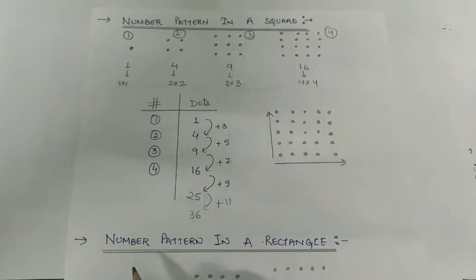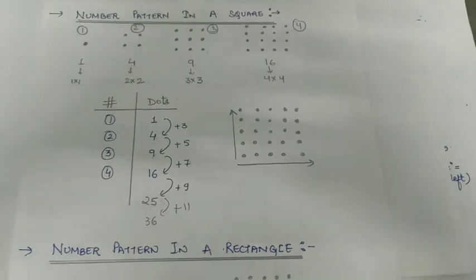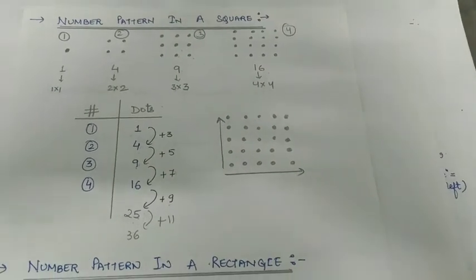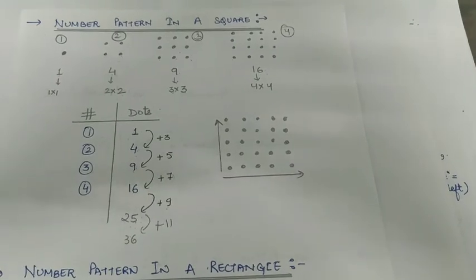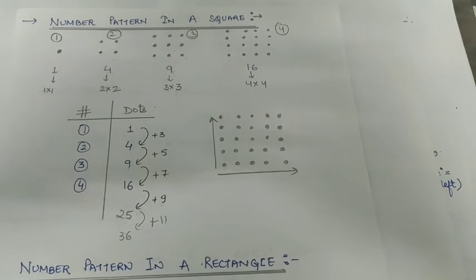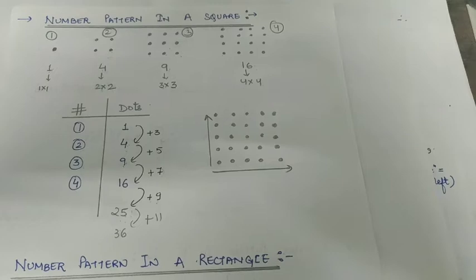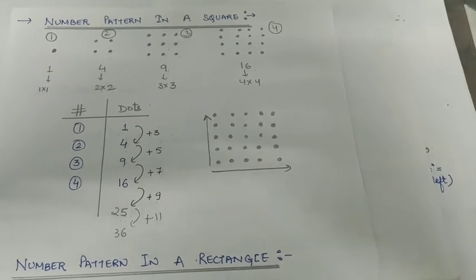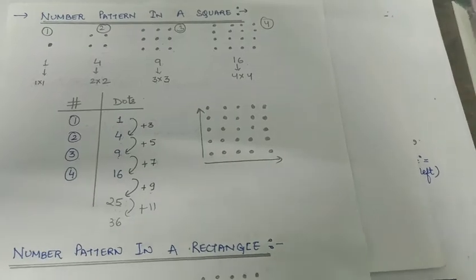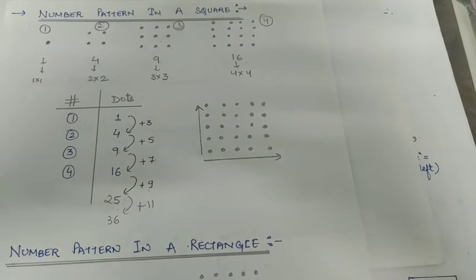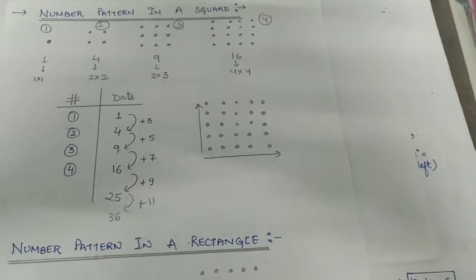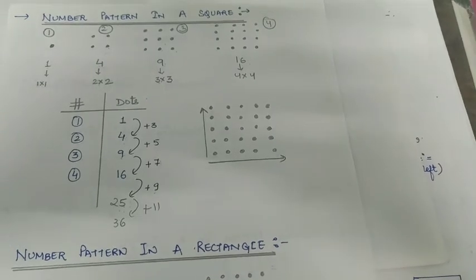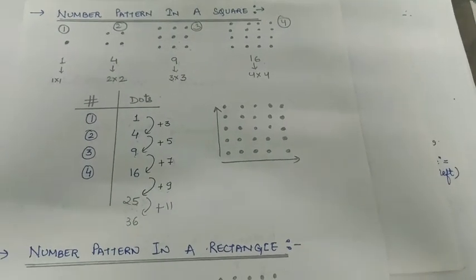36 dots I will need to draw another square, and therefore we get 36 as another square number. And how can I get 36? 6 multiplied by 6, that is 6 rows of dots and 6 columns of dots, that is 6 into 6. 36 is another square number, and this series will go on. This is what square numbers are.